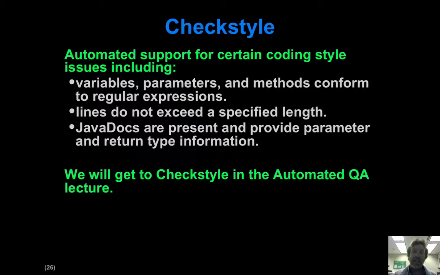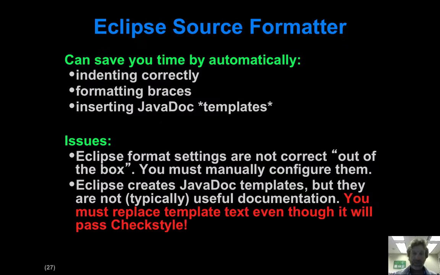We will be, in a couple of weeks, starting to talk about build systems and automated quality assurance. Then we'll get to Checkstyle, which will implement lots of different checks which can help you ensure that your code is going to conform to many but not all of these guidelines. In addition, as I mentioned before, there's an Eclipse source formatter which can take care of a lot of the layout issues with respect to the conventions for this class.